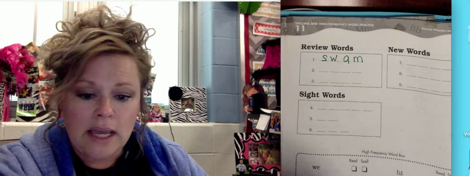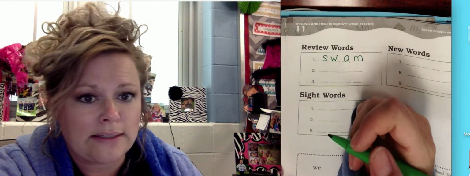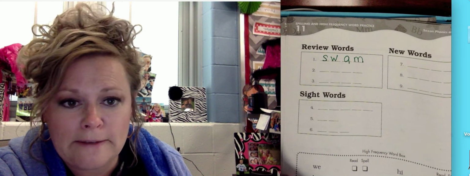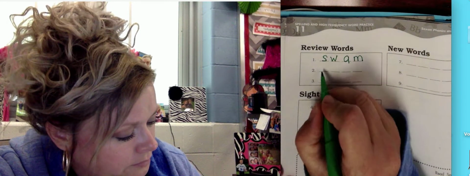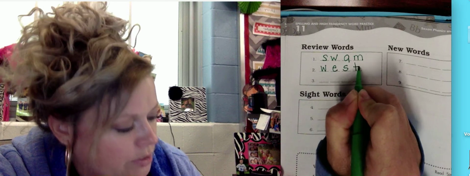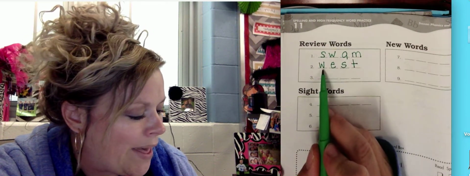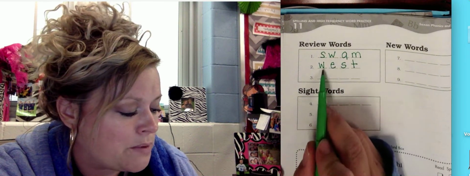All right, friends. Number 2 review word is west. West. We are heading west. Go ahead and write it. Finger spell those sounds and words. When you're done writing it, take a peek up here. This is how you spell west. A very fair word, follows your phonics rules. W-E-S-T.